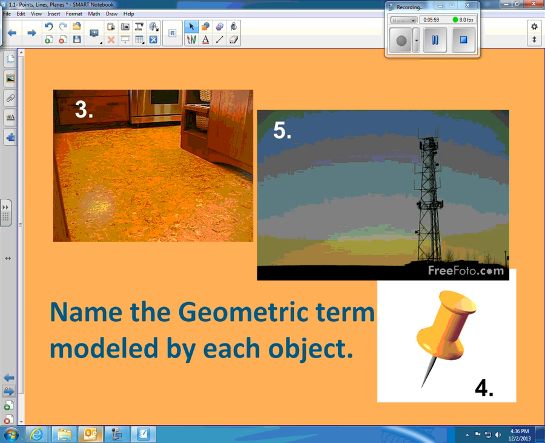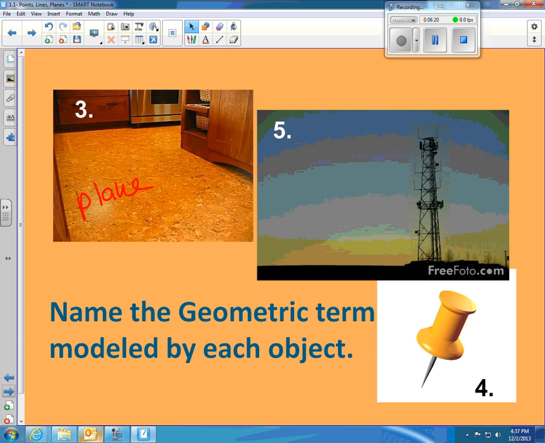All right, let's talk a little bit more about those planes, lines, and points. It says name a geometric term that is modeled by each object. So if we look at number three, it's actually a picture of a kitchen floor. So think about a floor. It's going to extend on indefinitely, so that's going to be a plane.